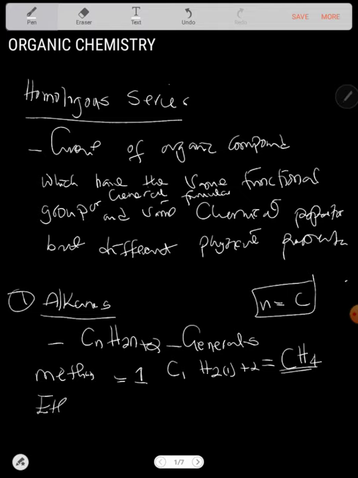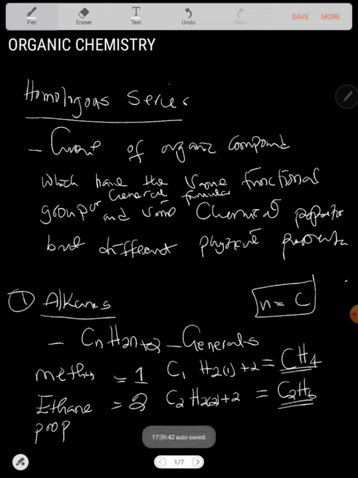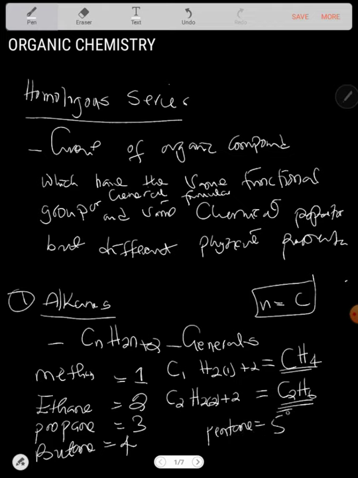Another one is ethane. Ethane has 2 carbon atoms. So it has 2 times 2 plus 2, which gives you C2H6. They go up: methane, ethane, propane. Propane has 3. Butane. Butane has 4. We have pentane, which has 5, just like that. Hexane, and so on.